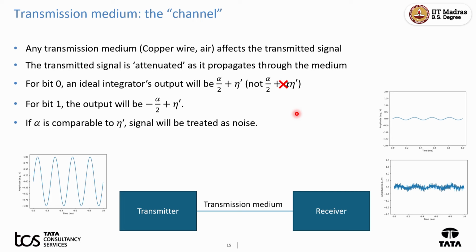Here alpha is not the attenuation, actually 1 minus alpha would be attenuation, but the signal transmitted at some amplitude is received at amplitude alpha, alpha less than 1. This time the key thing is what we receive at the receiver, after the integrator's output, will be alpha by 2 plus eta dash. It is not alpha by 2 plus alpha eta dash. See, the signal has come from the transmitter, and the receiver adds the noise in its circuitry.